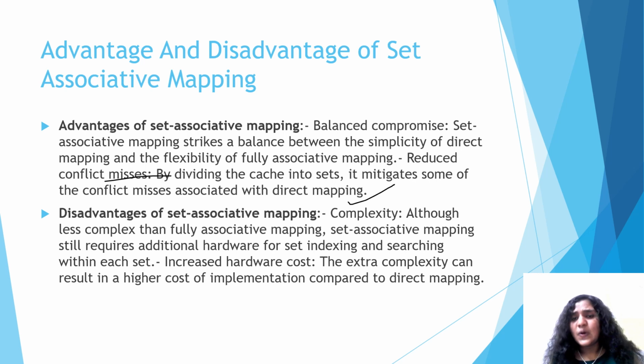The disadvantage is the complexity. Although less complex than fully associative mapping, set associative mapping still requires additional hardware. Even though it is simpler than the previous mapping function, it is still harder than direct mapping, and it requires additional hardware for set indexing and searching within each set. Increased hardware cost: the hardware cost is very high, so that's why it is complex. The extra complexity can result in a higher cost implementation compared to direct mapping. This is the advantage and disadvantage of set associative mapping.